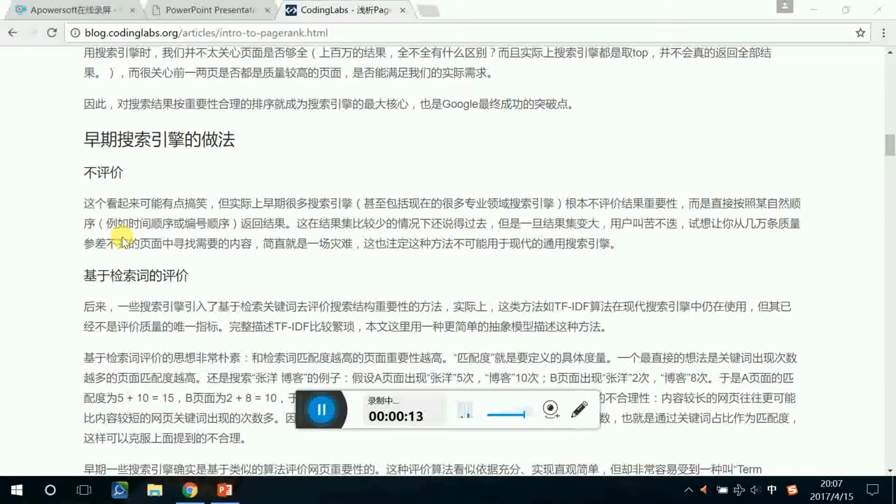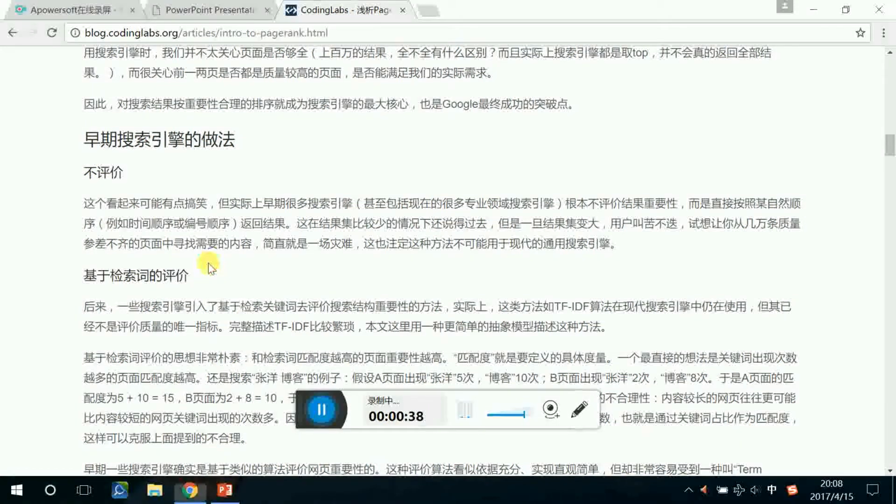At the very beginning, there's no evaluation. Many search engines, and even some search engines for specific information nowadays, do not care about the quality of the pages and just return the results in natural or numbering sequences. When there are large numbers of pages to return, there will be a disaster.